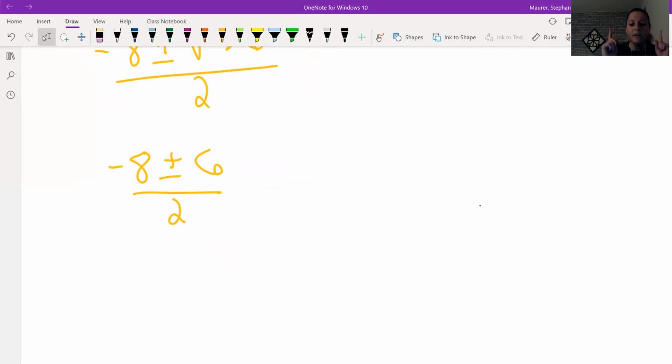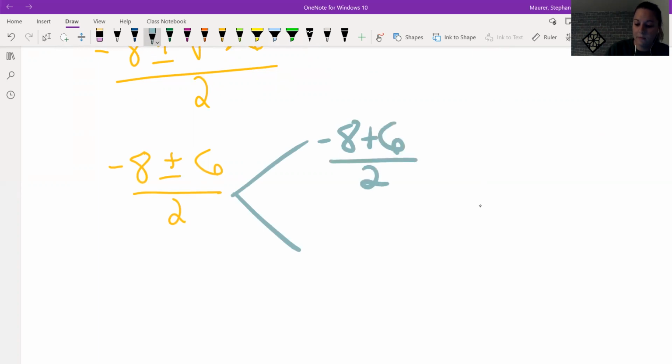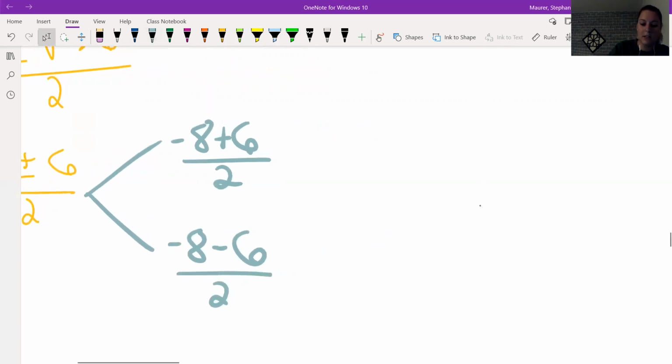So here's the moment where it will break into the positive and negative. You remember how we said that plus or minus symbol represents two equations? One equation where it's plus, one equation where it's minus. Here's that moment. So we're going to break this into two things. We're going to break it into a plus 6, and then we're going to make it a minus 6 down here. So these are really your two equations.